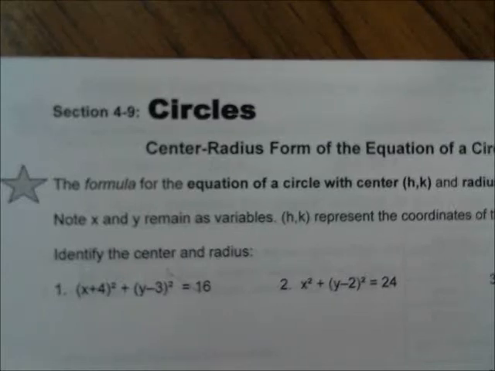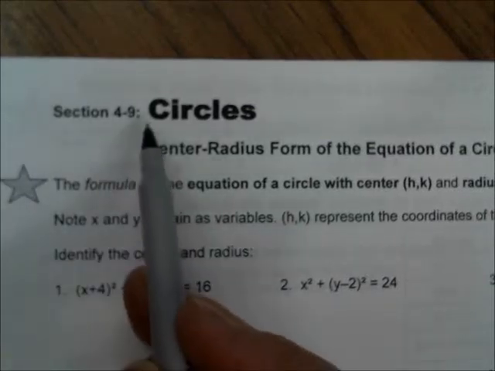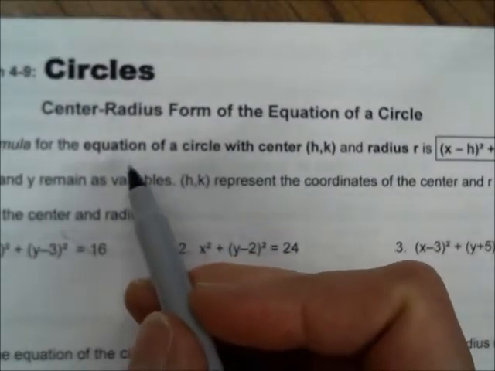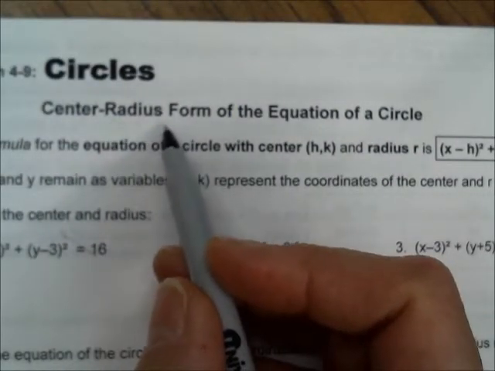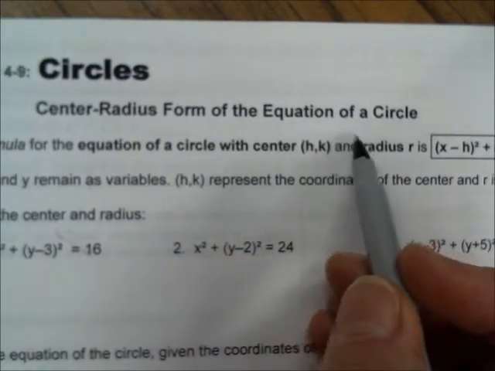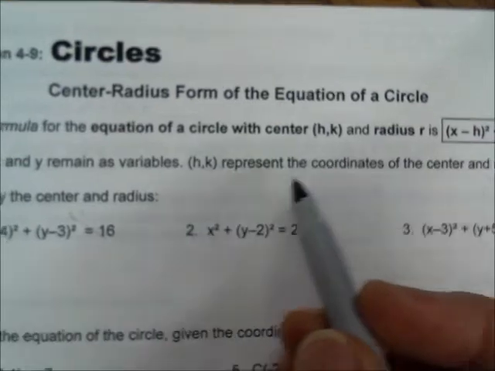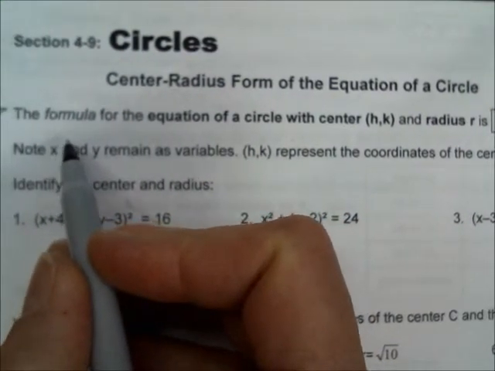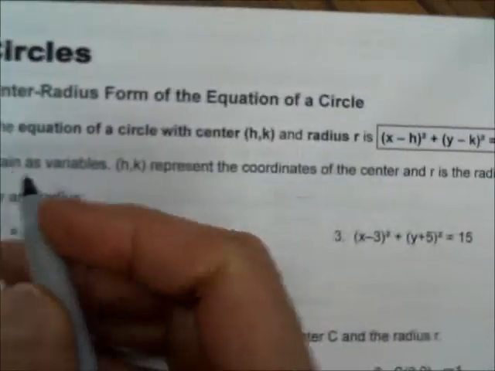Today we're going to talk about chapter 4.9, circles. First of all, we're going to talk about the center radius form of the equation of a circle. You studied this in geometry, but I'm just going to teach this to you again this year. You have a formula for the equation of a circle.